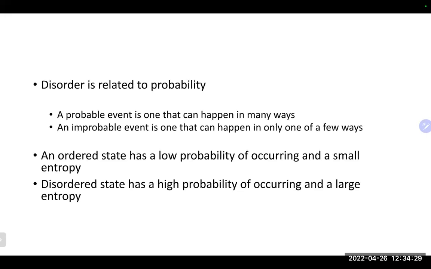Disorder is related to probability. When we talk about probability, a probable event is one that can happen in many ways. An improbable event is one that could only happen in one of a few ways. So obviously, if we needed to get out of a room and there were multiple doors, it's pretty probable that you could just pop the door open and leave, right? It's a very easy way to do that.